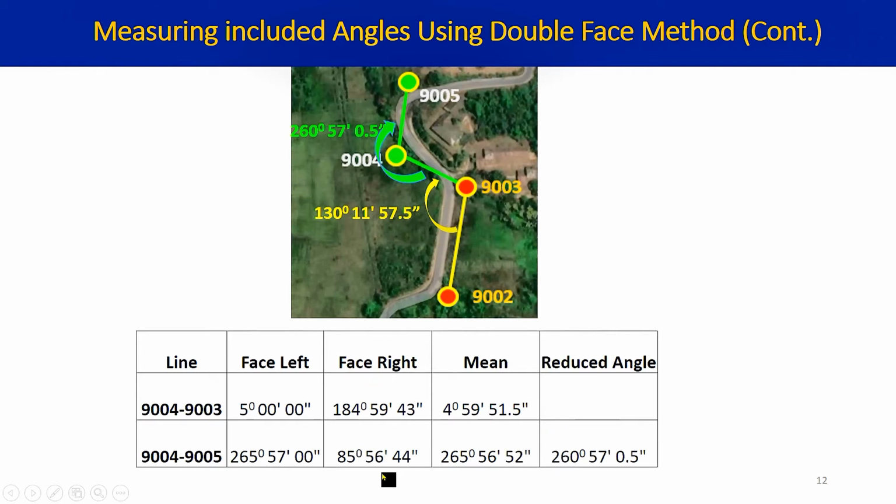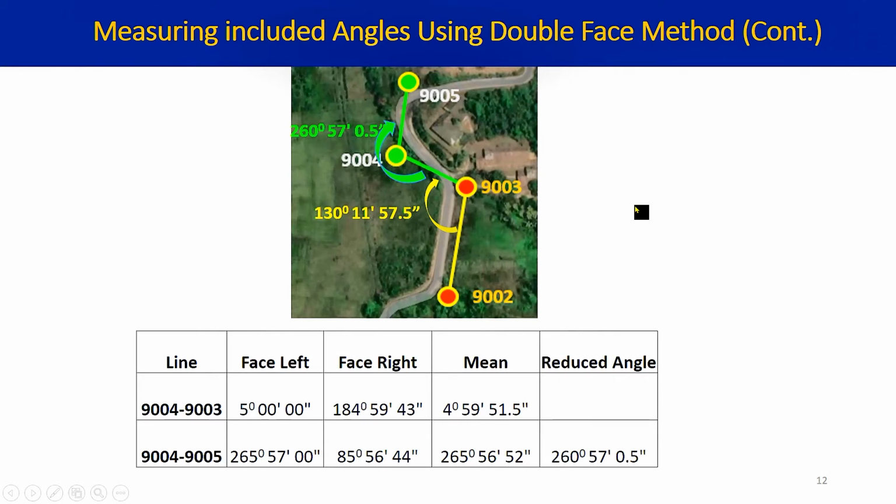So even though it is 85, don't put 85. The meaning of 85 is that it has rotated more than 360 and 85 degrees more. So the actual value of this 85 is 445. From that 445 you have to reduce 180 degrees and then get the average between phase left and phase right. So then you will get the mean value of 265 degrees 56 minutes and 52 seconds. So the reduced angle is 260 degrees 57 minutes and 0.5 seconds. So this is how you are going to put it in the figure.